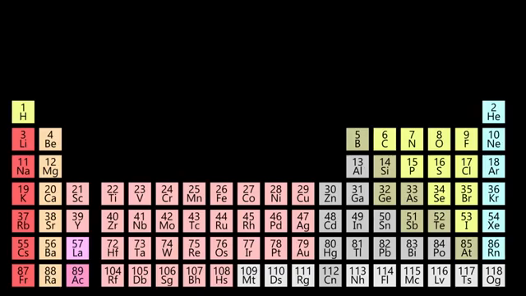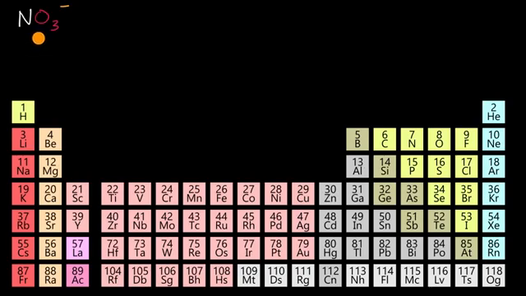Let's see if we can draw the Lewis diagram for a nitrate anion. A nitrate anion has one nitrogen and three oxygens, and it has a negative charge. I'll do that in another color. So pause this video and see if you can draw the Lewis structure for a nitrate anion.